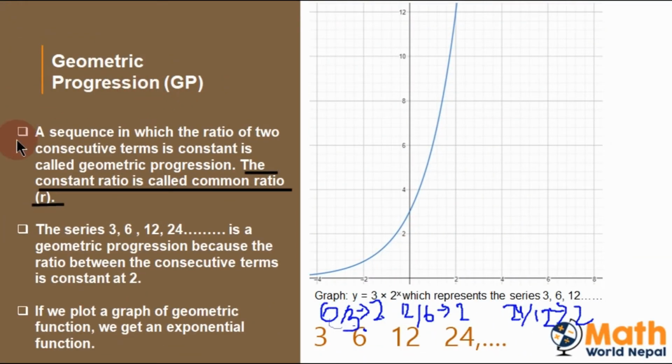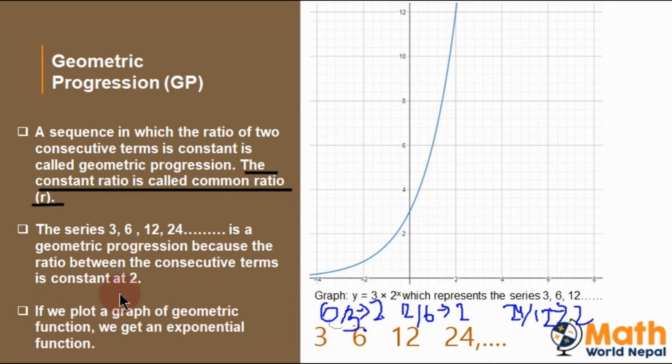Geometric progression. A sequence in which the ratio of two consecutive terms is constant is called a geometric progression. The constant ratio is called the common ratio and is denoted by r. So let us suppose a series 3, 6, 12, 24. Now the ratio of two consecutive terms, 6 to 3, equals 2, and similarly the ratio of two consecutive terms, 12 by 6, equals 2. So this series is in geometric progression. In this given series, 2 is the common ratio.